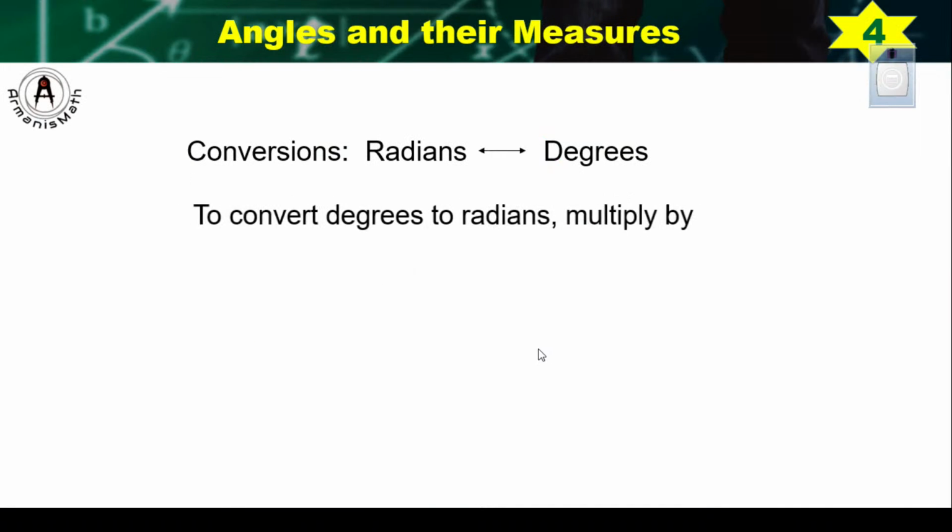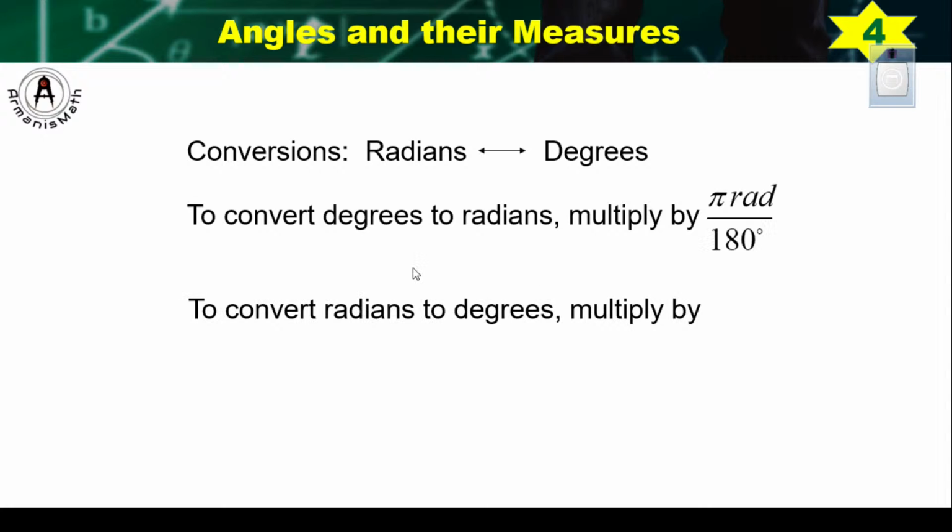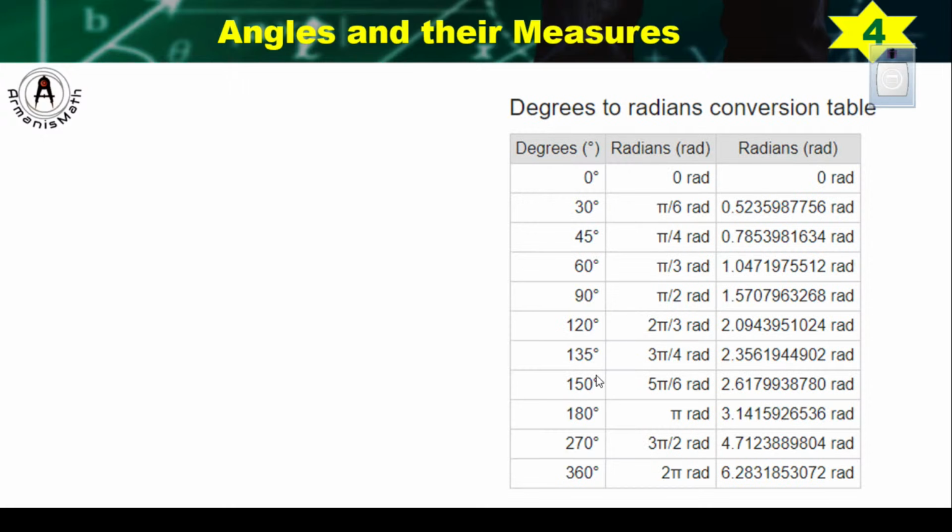All right, champions. So once again, to convert from degrees to radians, you multiply by pi radians divided by 180. To convert from radians to degrees, you multiply by 180 divided by pi radians. Here's a table of angles in degrees, and then the same angle in pi radians, the second column here.